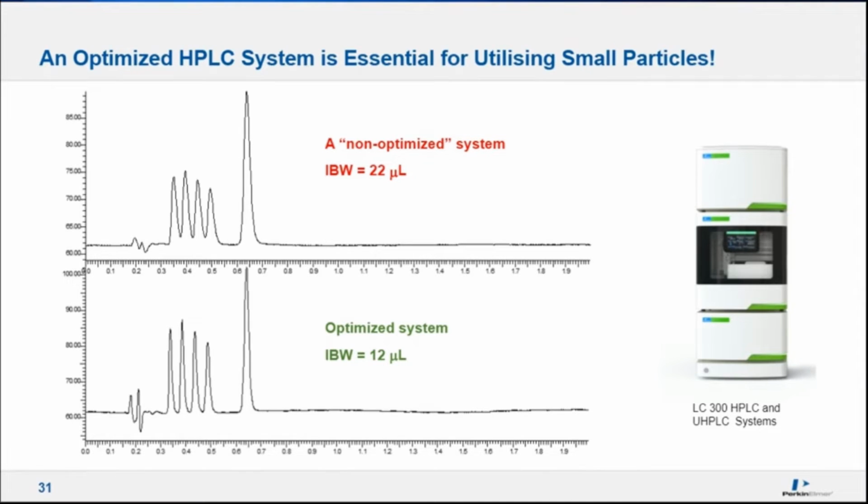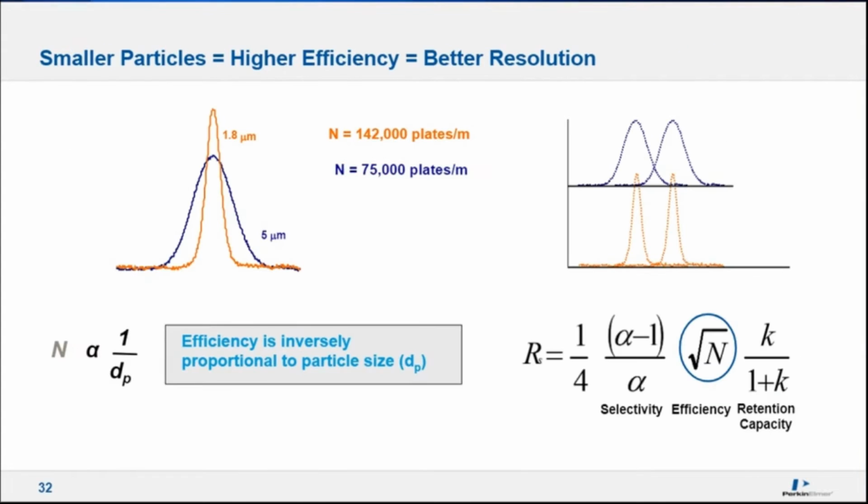But we fail to get, when we get broader peaks in the non-optimized system. So it's important that you match your HPLC to the particle sizes that you desire or need to utilize. And again, smaller particles equal higher efficiency, which equals better resolution.